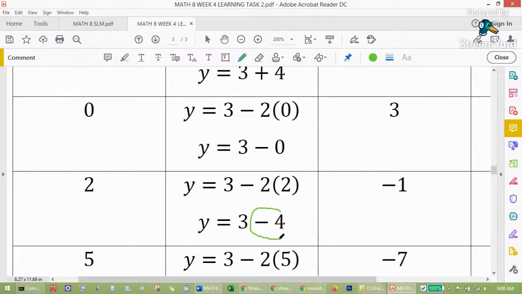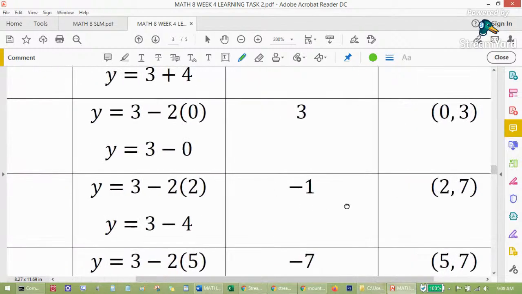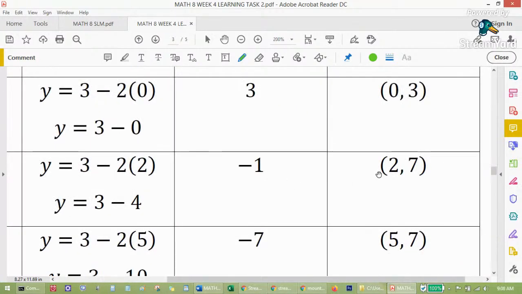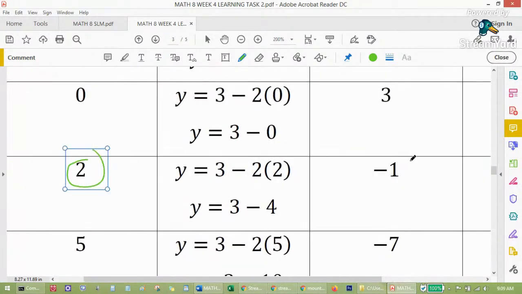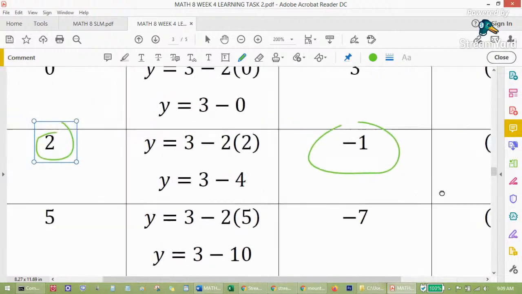This time, meron tayong negative number and positive number. Magkaiba sila. So, we'll perform a subtraction operation. So, 4 minus 3 is 1. Dahil mas marami ang negative, the answer is negative 1. Okay? So, that's why mali na naman tayo dito. Dapat dito is x is 2 and y is negative 1. Okay?